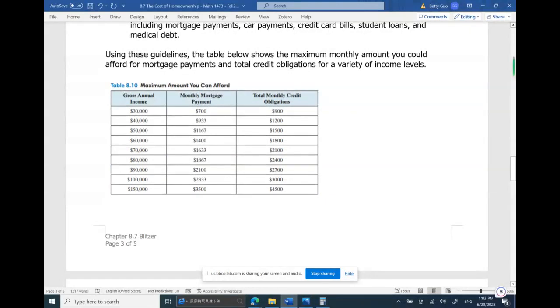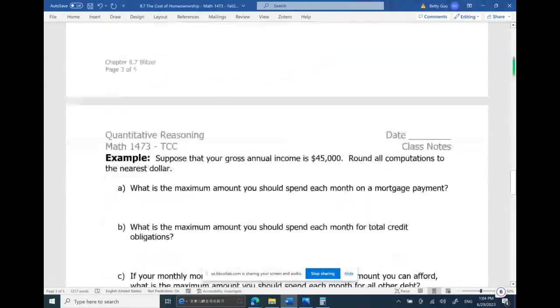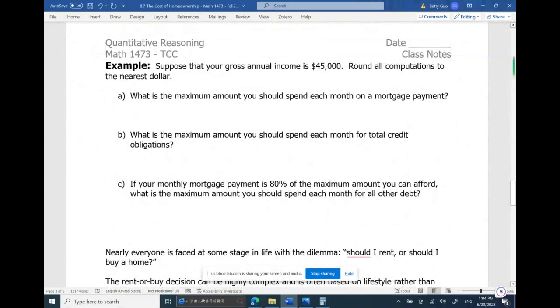And this table makes the job a lot easier. From the first column, find your gross annual income, and then you will get the approximate monthly mortgage payment, the maximum you can afford for the monthly mortgage payment and the total monthly debt obligation. Look at this example. Suppose that your gross annual income is 45 grand. Round all computations to the nearest dollar. Part A. What is the maximum amount you should spend each month on a mortgage payment?